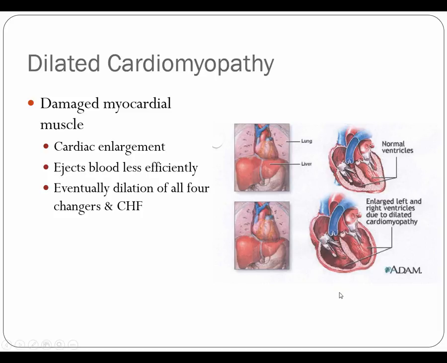Without that border around it like it should, it's going to eject blood less efficiently. And dilation of all 4 chambers eventually happens, and we get that CHF. And then when we get CHF, we get cardiac enlargement, and it starts that circle that I talked about that's pretty self-fulfilling.